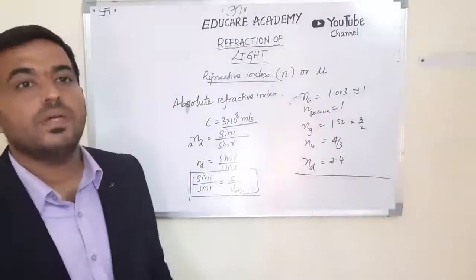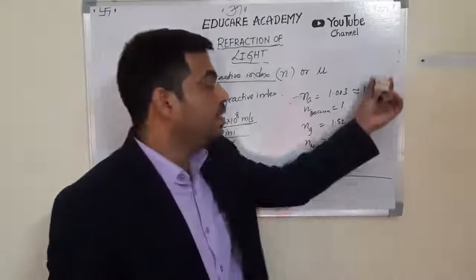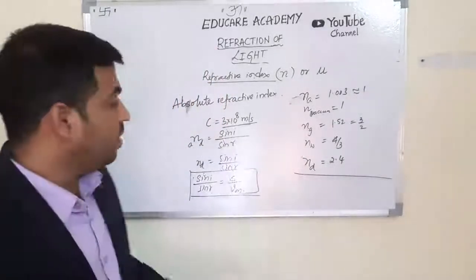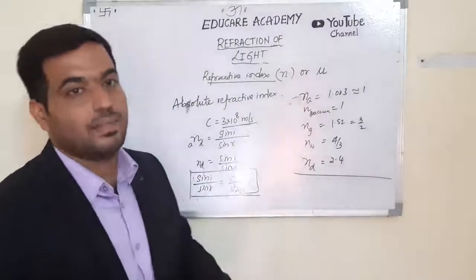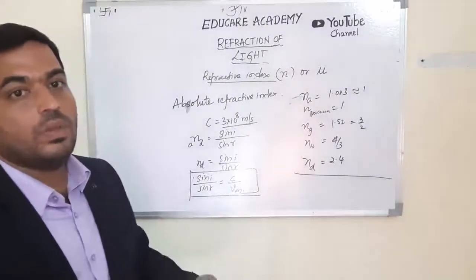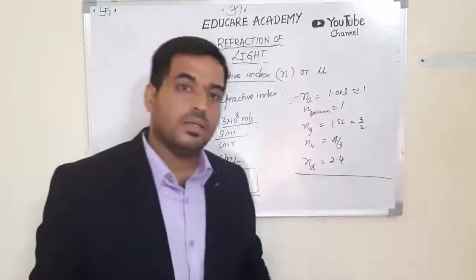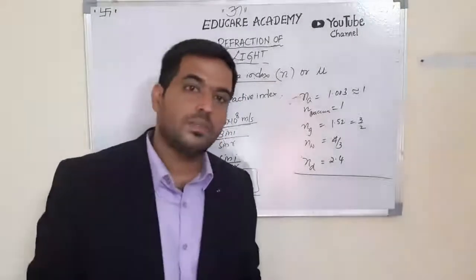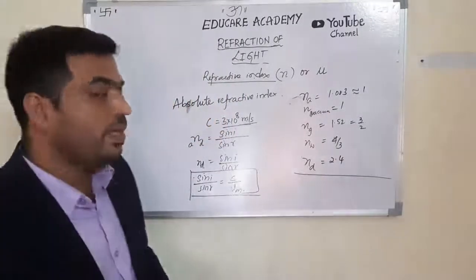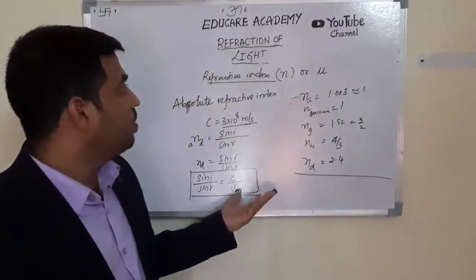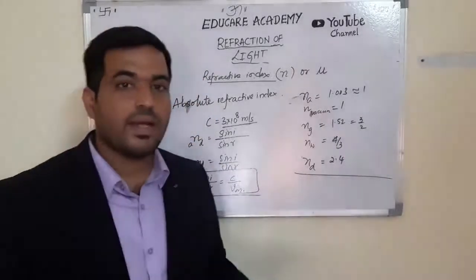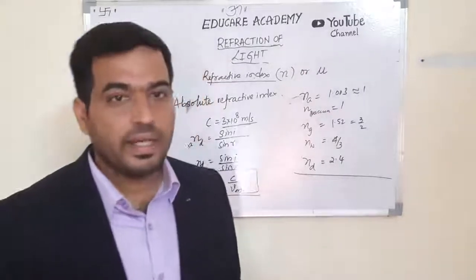That will be given in your textbook. Go through that, and remember at least 4 to 5 values. Then you can easily solve refractive index problems based on your textbook or any science olympiad problems or any foundation program problems. You can solve it. So this is all about refraction and refractive index.